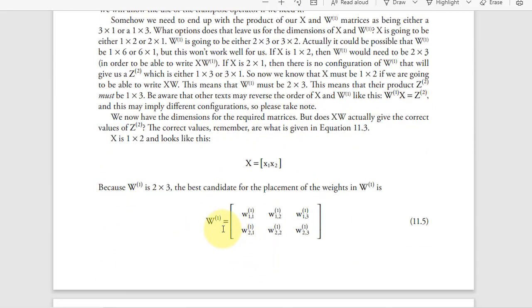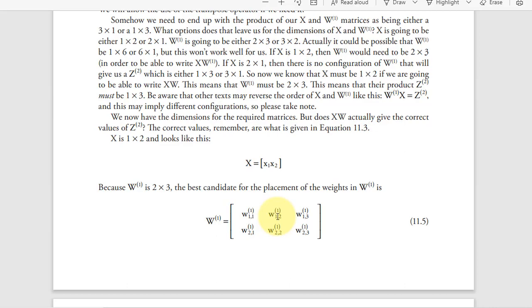So here's W. Here's the W. So 1, 1 goes here. 1, 2. Remember, the subscript on the left tells us where it's coming from.